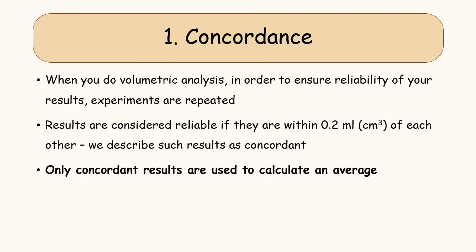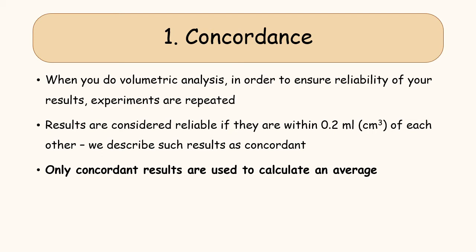So firstly, concordance. When you do a volumetric analysis, you want to make sure, as with every experiment, that your results are reliable. So you're going to repeat your experiments. Your results will be considered reliable if your final volumes that you're obtaining are within 0.2 milliliters or centimeters cubed of each other. And we describe such results as concordant. The ideal circumstance would be that your results are identical to one another, exactly the same. But concordance is good enough.